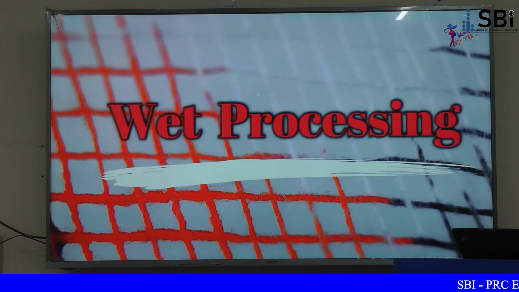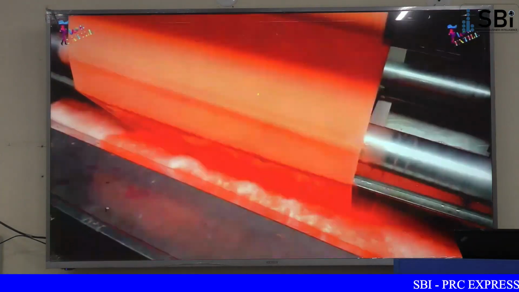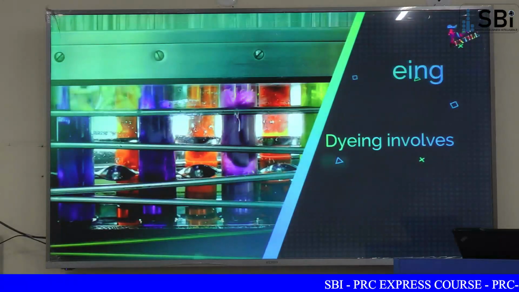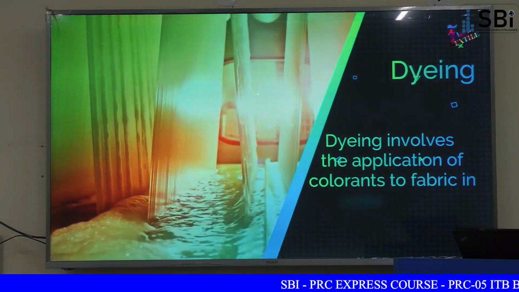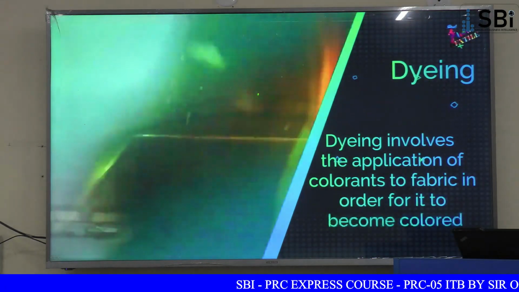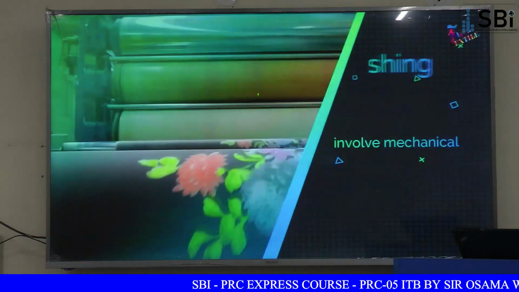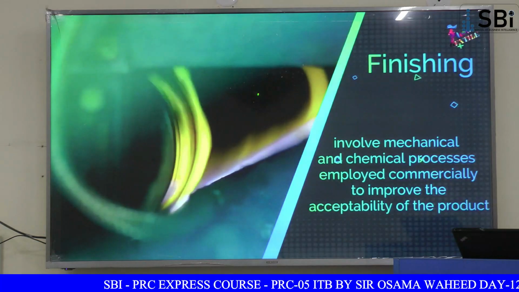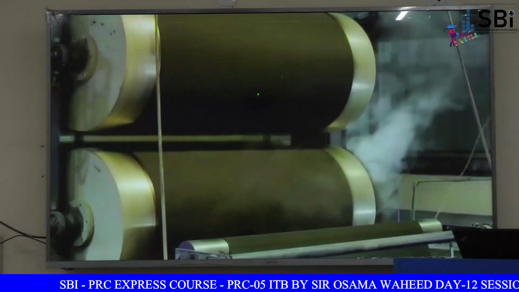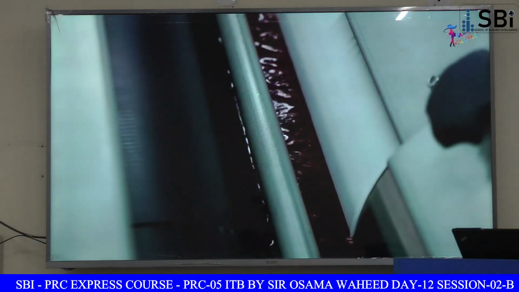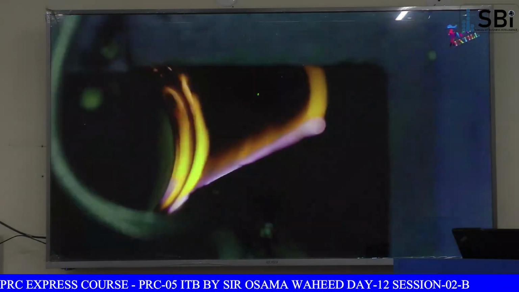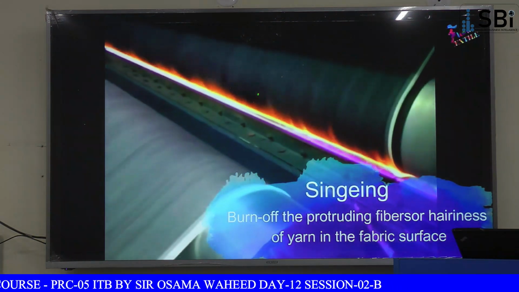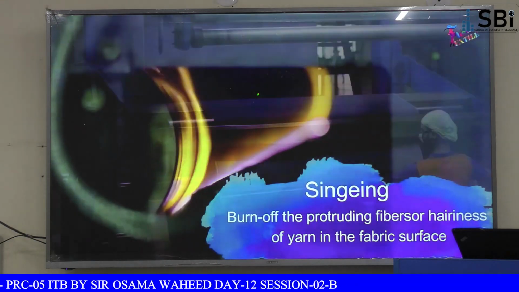Wet processing. Fabric wet processing is a process used for dyeing and finishing the fabrics. Dyeing involves the application of colorants to fabric in order for it to become colored. Finishing may involve mechanical and chemical processes employed commercially to improve the acceptability of the product. Let's see the general process sequence of dyeing and finishing one by one. The aim of singeing is to burn off the protruding fibers or hairiness of yarn on the fabric surface.